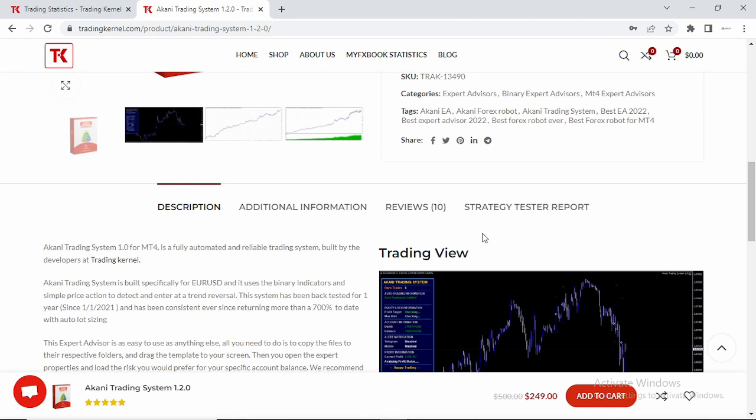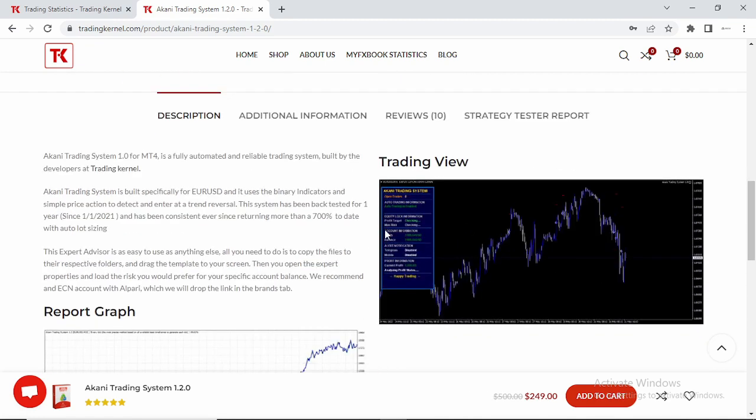For those of you who don't know what Akani Trading System is, it's a fully automated and reliable trading system built by us at Trading Kernel. It's specifically built for EURUSD, and it uses binary strategies and simple price action to detect and enter at a trend reversal. Now this system has been back tested for 1 year since the 1st of January 2021 and has been consistent ever since.